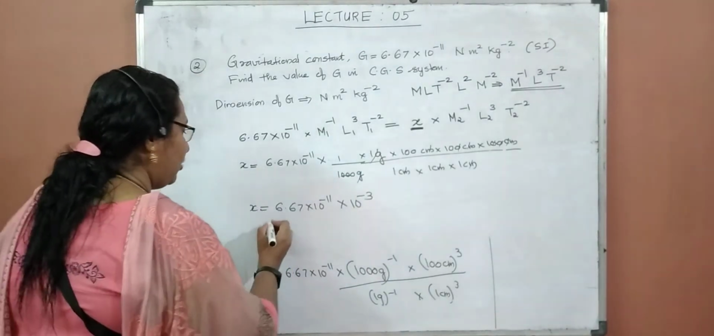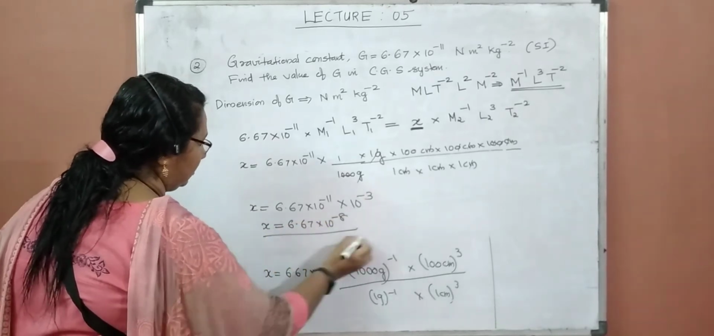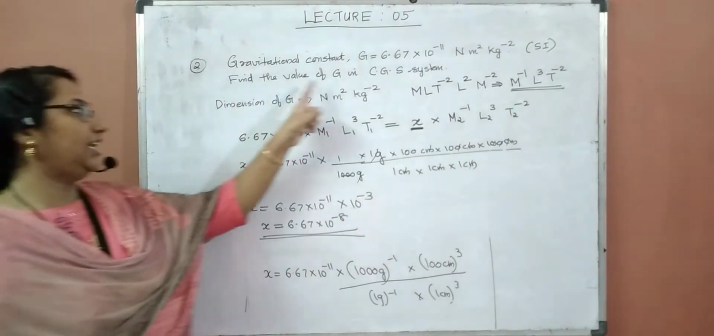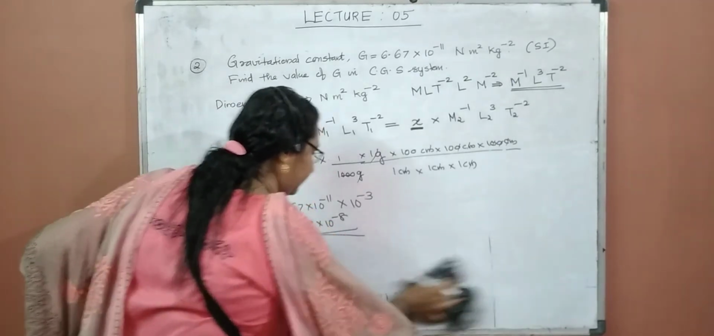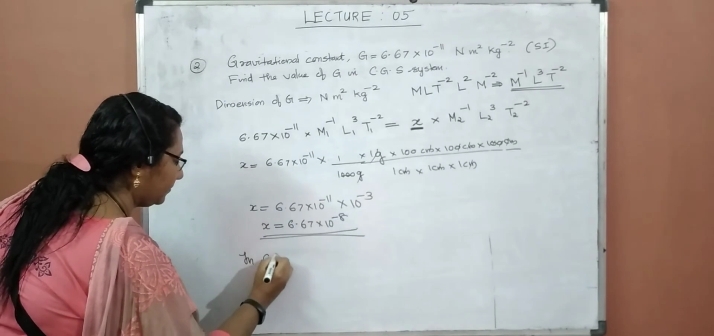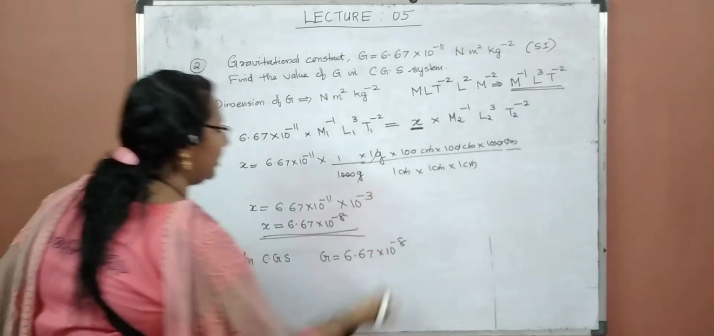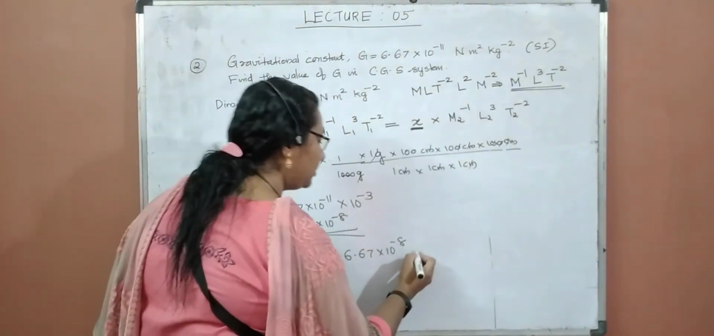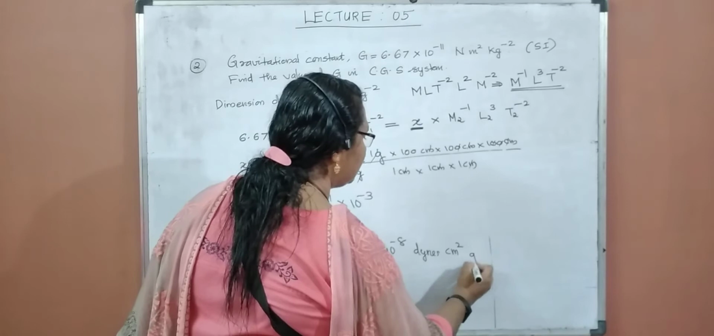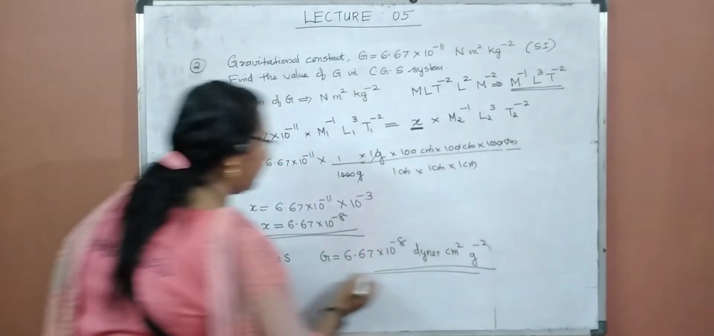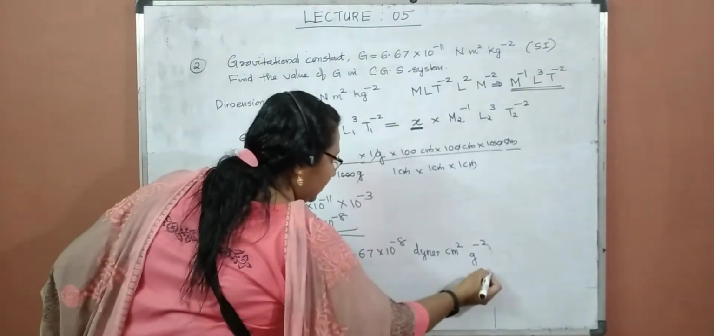So the value of x is equal to 6.67 into 10 raised to minus 8. So what is the value of g in CGS unit? In CGS, g will be equal to 6.67 into 10 raised to minus 8 with the proper units. How to write the unit? Newton becomes dynes, meter becomes centimeter square, kilogram becomes gram raised to minus 2. So this is the value of g in CGS unit.